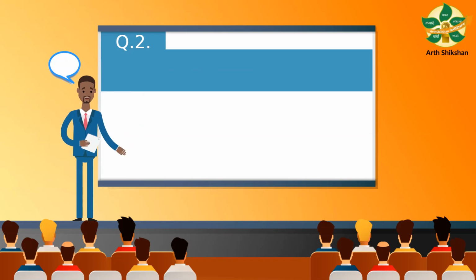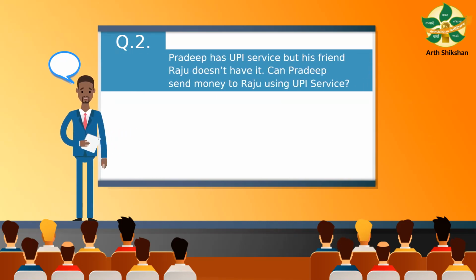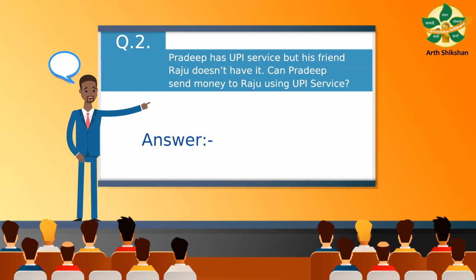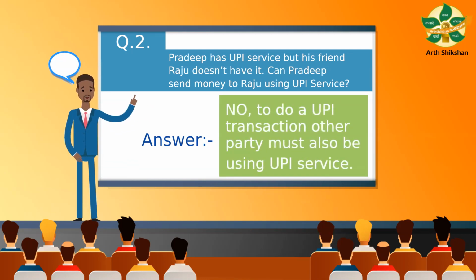Question 2. Pradeep has a UPI service, but his friend Raju doesn't have it. Can Pradeep send money to Raju using UPI service? Answer: No. To do a UPI transaction, the other party must also be using UPI service.